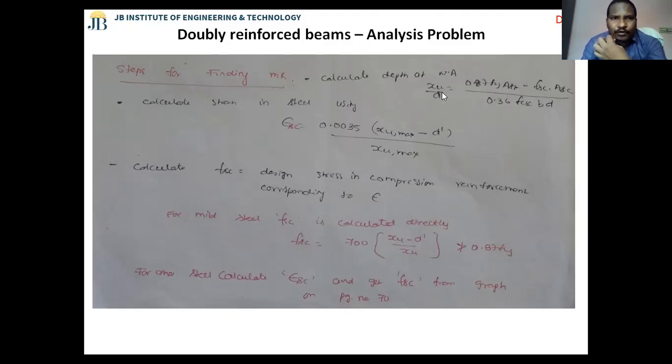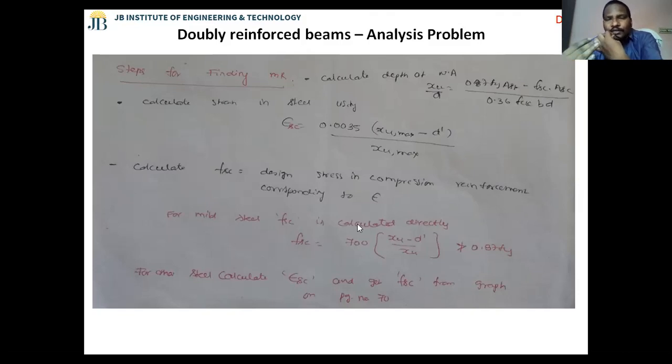Once you know the depth of neutral axis, then you find out the strain in the steel. Once you know the strain in the steel, you find out the stresses in the steel. So once we know the strain, calculate the stress using these equations. Again, stresses are found out depending on whether it is an HYSD bar or a mild steel bar. For an HYSD bar, you use this equation, we directly take graphs. If it is a mild steel, then use this equation. So these are the steps, guys, for how to find out the moment of resistance of doubly reinforced sections.